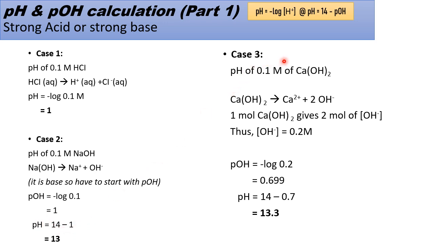Okay, case 3, be careful. This case involves 2 moles of hydroxide. Given the concentration of 0.1 molar of calcium hydroxide, what is the pH in this case? Okay, again, base, we need to deal with pOH. So over here, 1 mole of calcium hydroxide gives 2 moles of hydroxide. So the concentration of hydroxide is equal to 0.2. So pOH equal to negative log concentration hydroxide equal to negative log 0.2 equal to 0.699. And then if the question asks about pH, 14 minus pOH. So this is the answer for pH of 0.1 molar of calcium hydroxide.